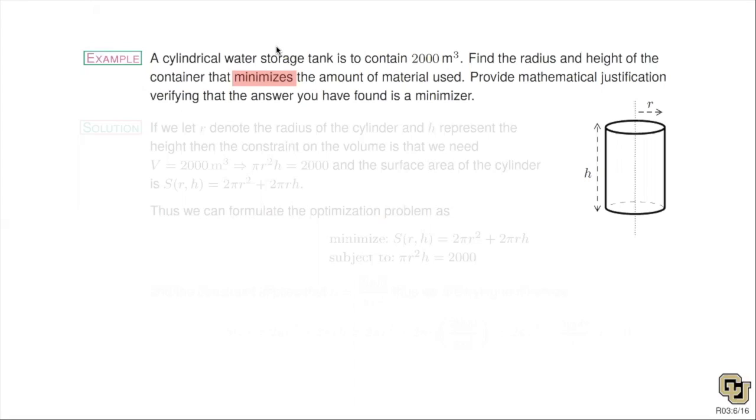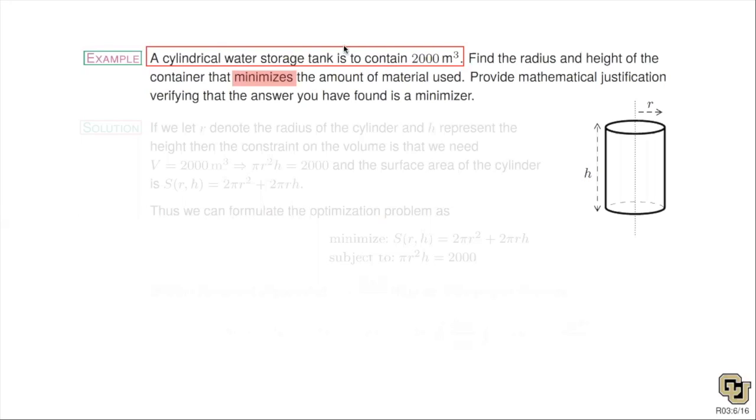So here, when we're trying to do an optimization problem, we're now looking for 3 things. Am I minimizing or maximizing? So here we're minimizing. The second thing is, what are we minimizing or maximizing? Here we're trying to minimize the amount of material used, so you'll have to convert that to math. And third, what's the constraint? In a Calc 1 optimization problem, there's usually always a restriction that has to be satisfied. And so here, when we read, no matter what cylindrical storage tank we build, it has to contain 2,000 meters cubed. So that's our constraint.